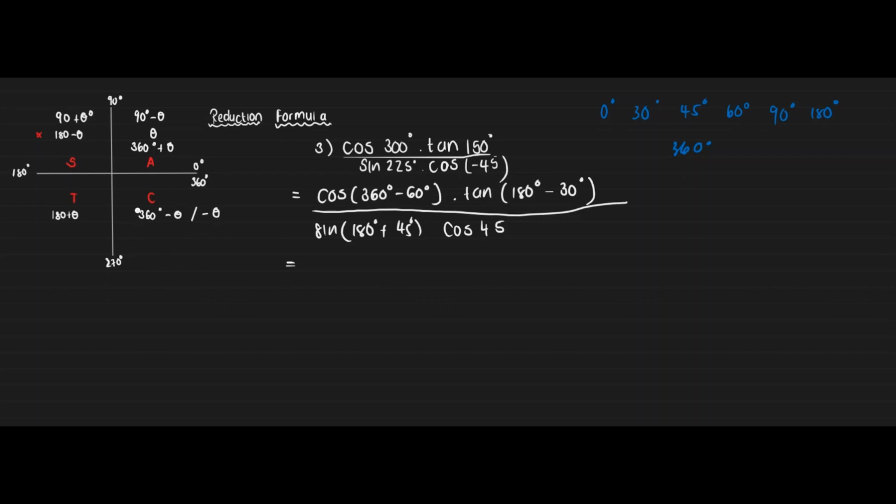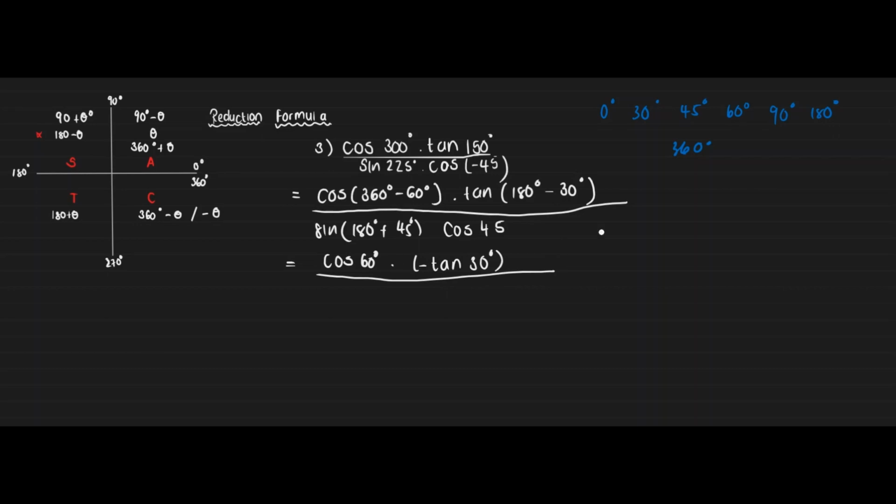And which one is the fourth quadrant? And only cos is positive. So this one is going to be positive. So it's going to be cos 60 degrees, right? Because this one we take as theta. And the second one is 180 minus 30. We're going to look for 180 minus theta. 180 minus theta is here. Only sine is positive, meaning tan and cos are negative. So this is going to be the same as negative tan 30 degrees.